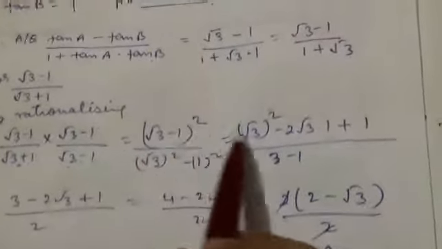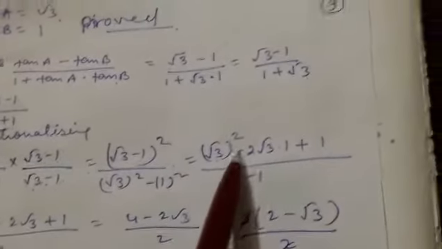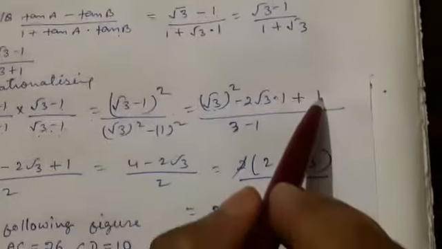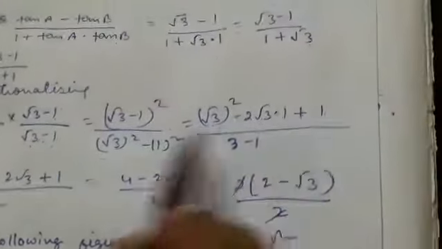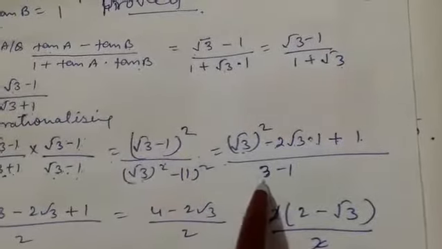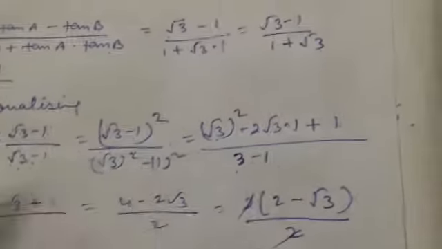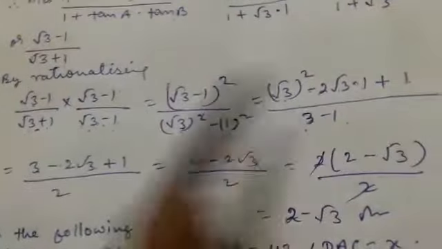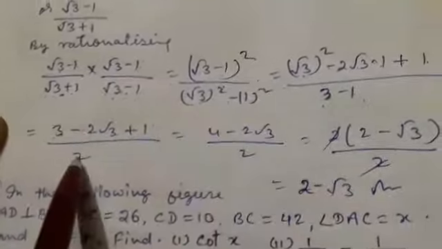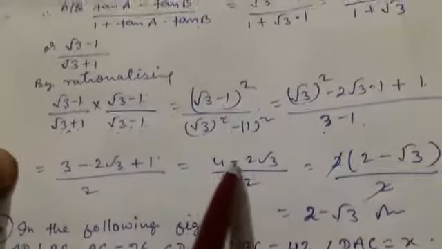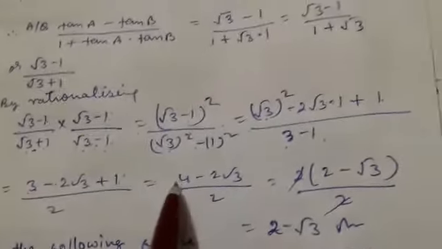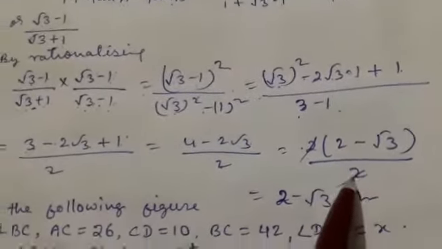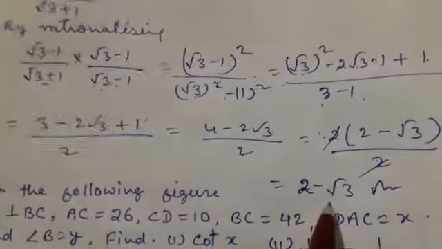So (a minus b) whole square is equal to a square, meaning root 3 square, minus 2ab, 2 into root 3 into 1, plus b square, 1 square means 1 only, upon root 3 square, meaning root 3 into root 3, it will be 3, minus 1. So 3 minus 2 root 3 plus 1 upon 3 minus 1, which is 2. So 3 plus 1 will be 4 minus 2 root 3 upon 2. Now we take 2 as common. So it will be 2 minus root 3 upon 2. 2 will cancel out. 2 minus root 3 will be our answer.